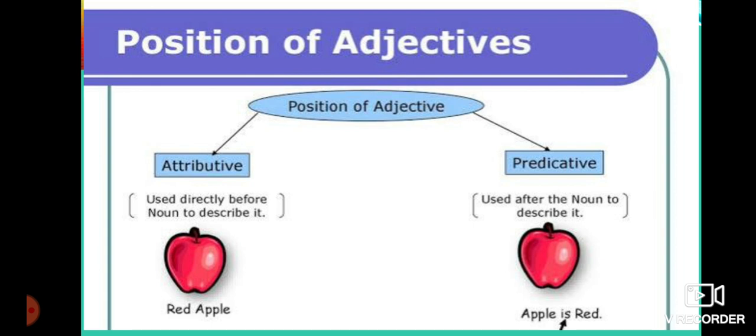But in the case of predicative, the adjective is used after the noun to describe it. For example, apple is red. Here, apple is a noun and red is an adjective. Children, notice that here the adjective is used after the noun to describe it. So, I hope you have understood that adjectives can come either before a noun or after a noun. Now we will learn about order of adjectives.